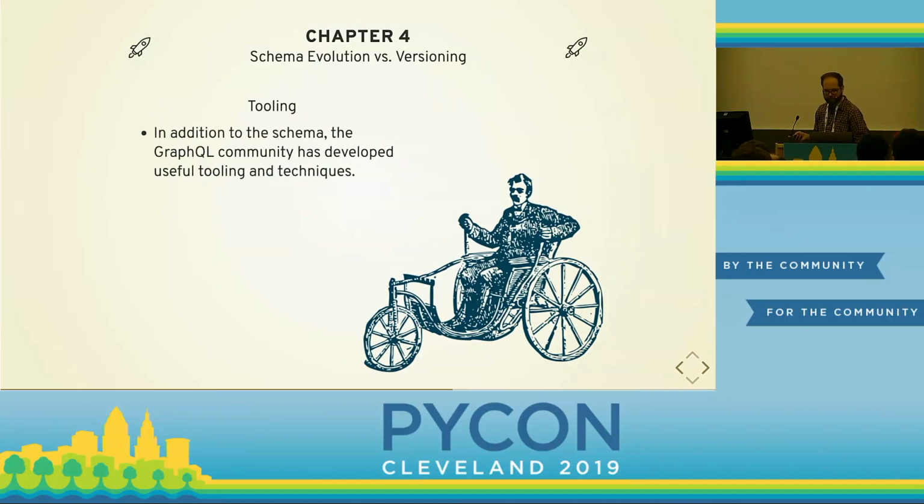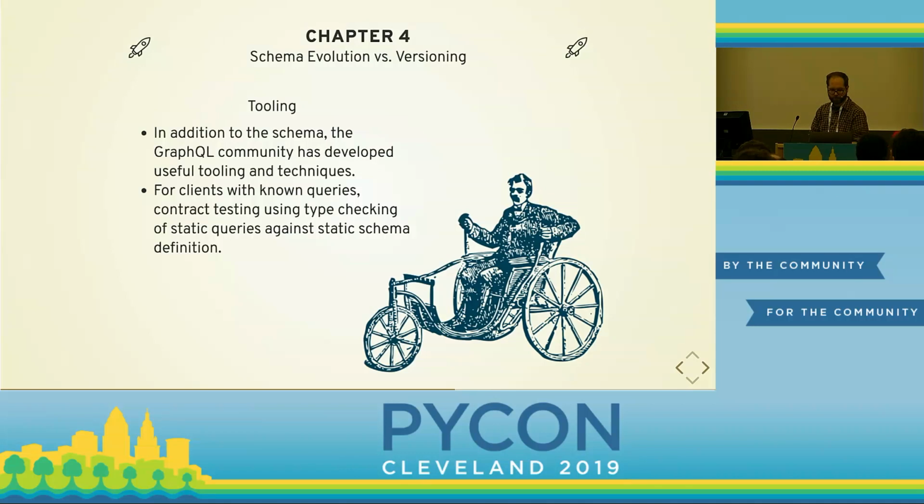So in addition to the schema, the GraphQL community has developed useful tooling and techniques to safely evolve APIs. For clients with known queries, like a client that we control, such as our web front end or a mobile client, we can do contract testing by checking the types of static queries against the static schema definition.